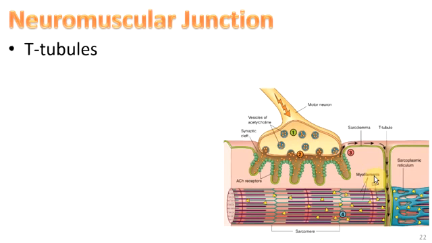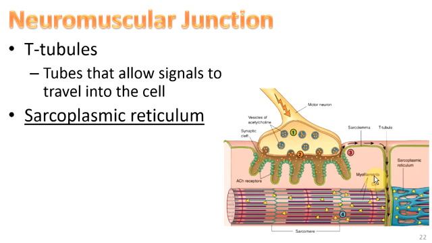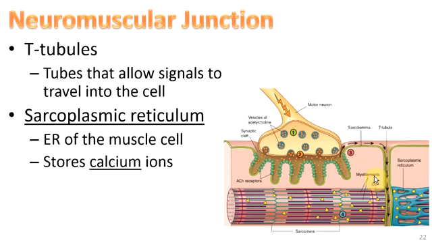The T-tubules, as I said, are those tubules that bring the signal to the inside of the cell. We also have this thing that's semi-unique to a muscle fiber. It's called the sarcoplasmic reticulum. Now you know what the endoplasmic reticulum is. Well, this is the endoplasmic reticulum of the muscle cell. It doesn't serve the same purpose in a muscle cell as it does in our normal cells, I guess, if there was such a thing, but it's certainly not the generic cell that we talked about. What it does is it stores calcium ions.